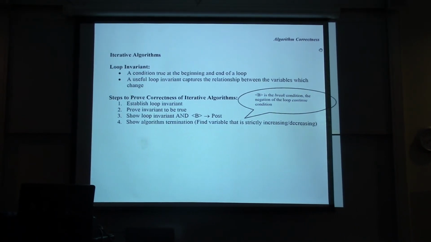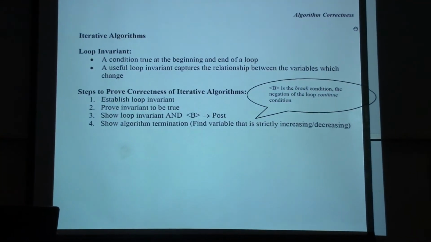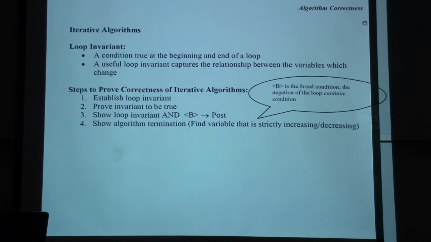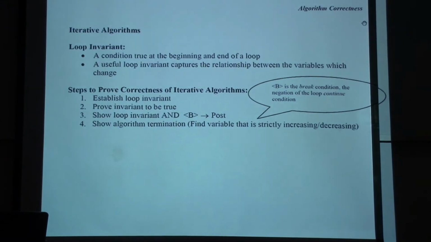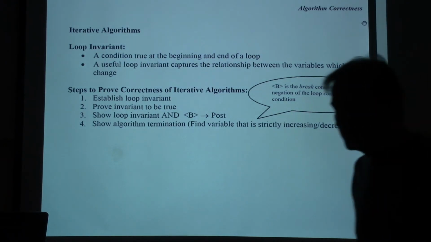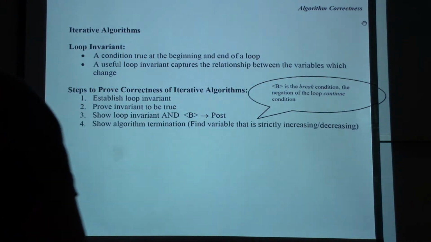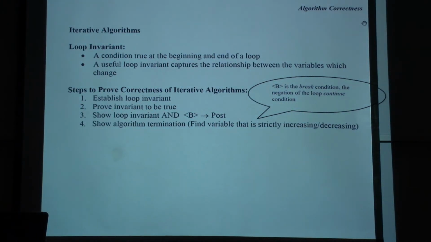All right, so an iterative algorithm has something very, very important, and it's called a loop invariant. What does invariant mean? Something is invariant, what does it mean? Doesn't change. Good. Doesn't change. A loop invariant is basically a loop where the condition of the loop does not change.